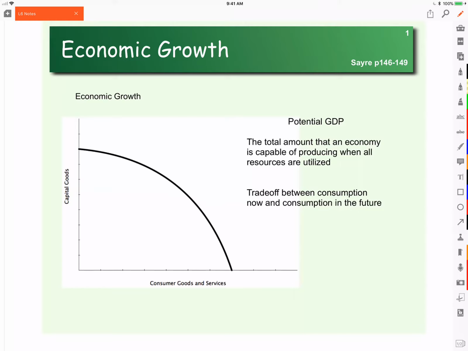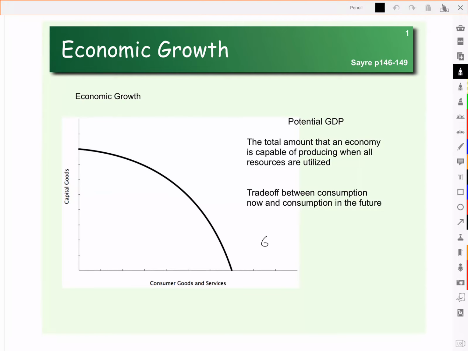So we've been looking at real and nominal GDP. And so once more, let's define GDP as the total value of all final goods and services produced in an economy in a year.